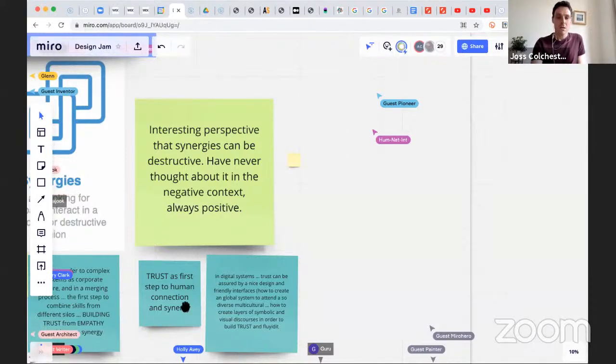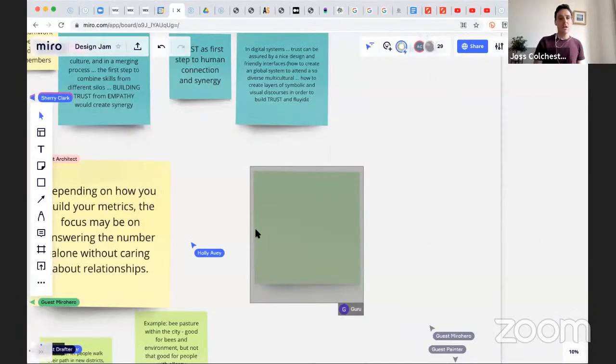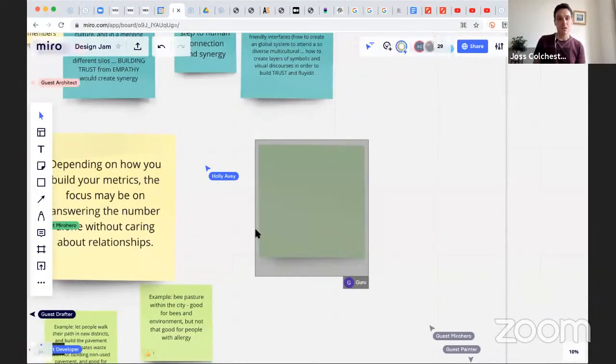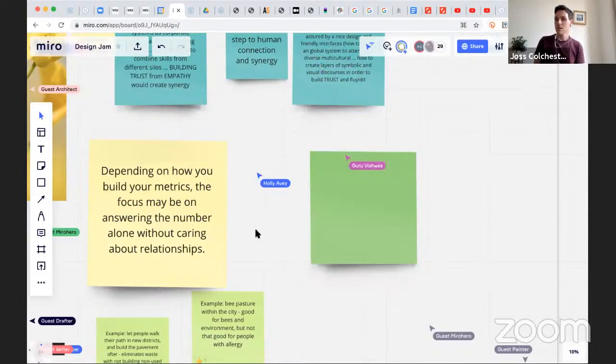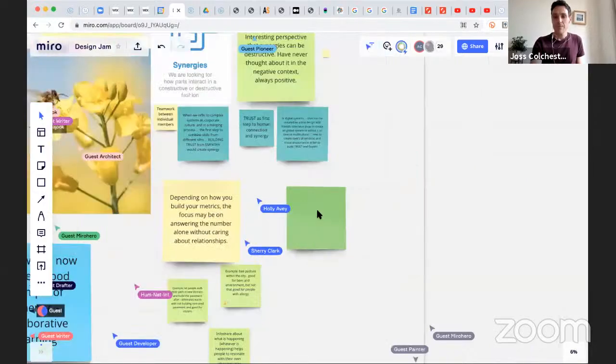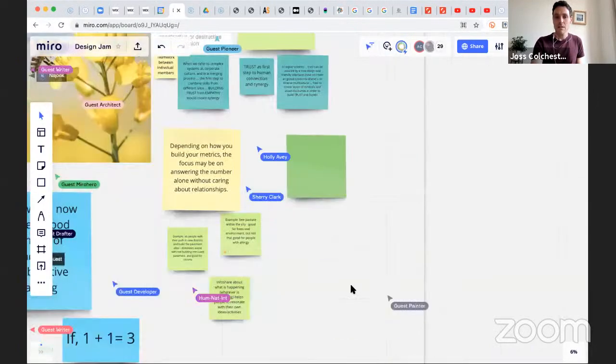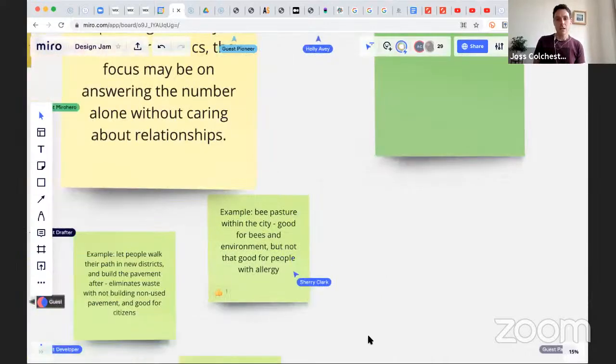So what else have we got here? Depending on how you build your metrics, the focus may be on answering the number alone without caring about relationships. Anybody? Okay, I'll stay going here. Example: bee pasture within the city, good for bees and environment, but not that good for people with allergy. So this is a negative synergy, bee stinging you, I guess, is an example of that.